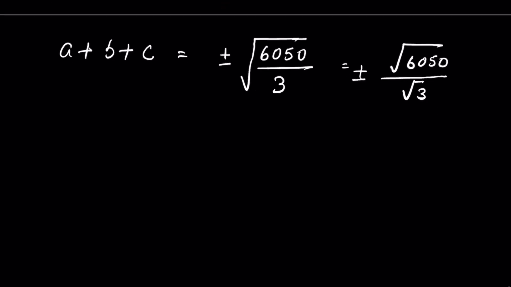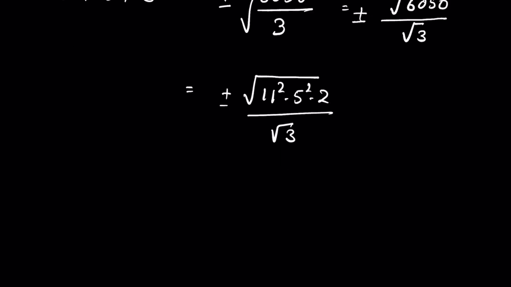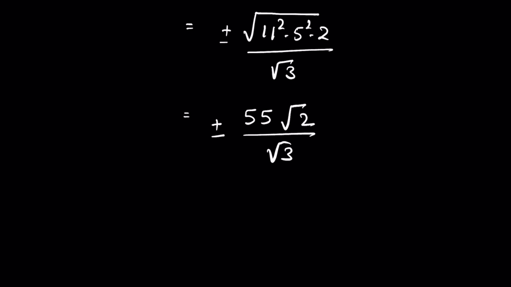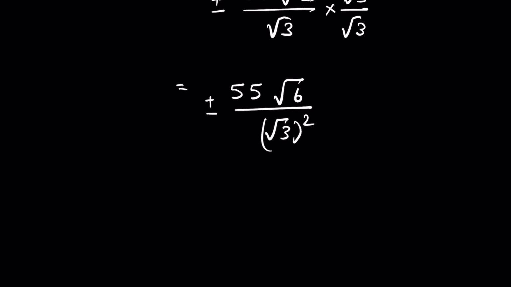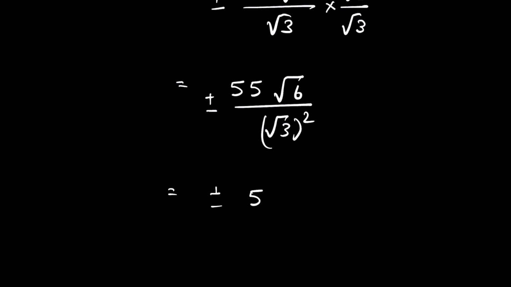Now we can factorize the square root of 6050. We can write it as 11 square times 5 square times 2, plus minus upon square root of 3, or 55 times square root of 2 upon square root of 3, plus minus. Now the denominator has a radical, so we need to rationalize it. So multiply and divide it by square root of 3. So it is 55 times square root of 6 upon square root of 3 square, plus minus, or plus minus 55 times square root of 6 upon 3.